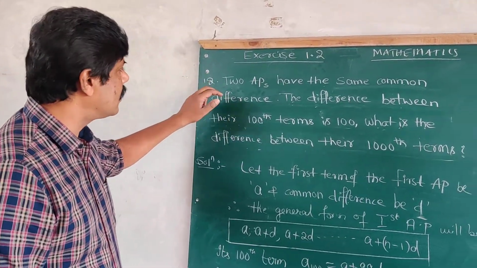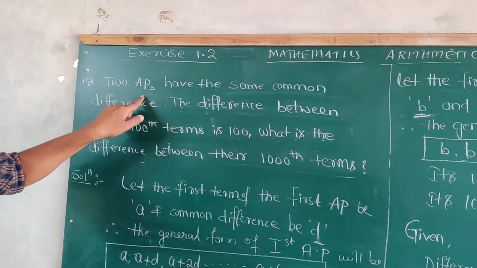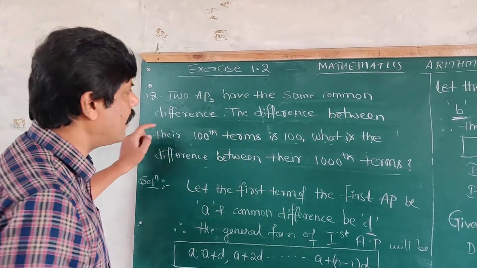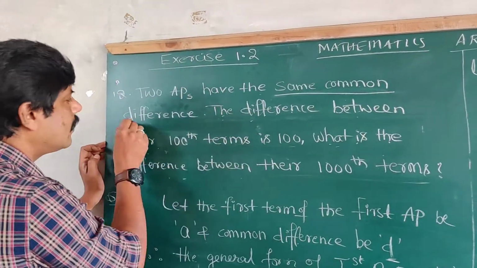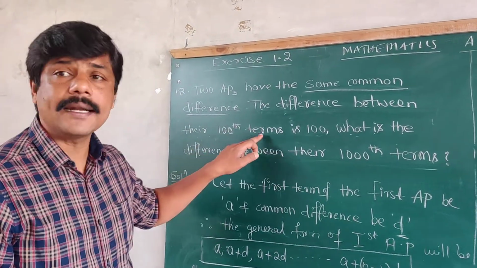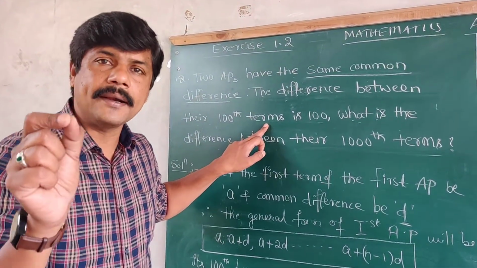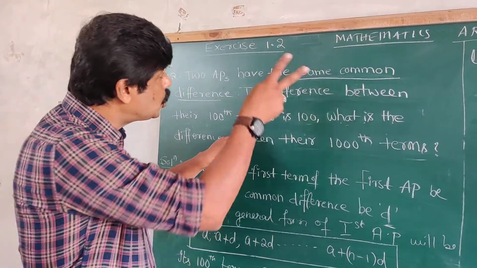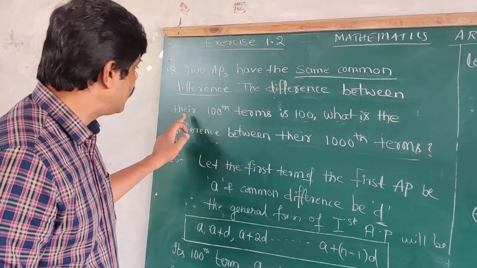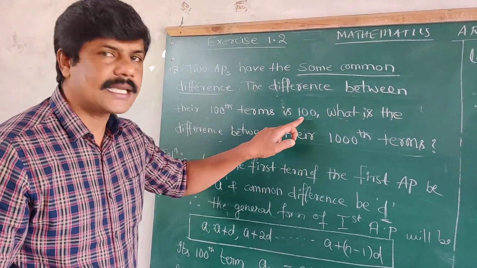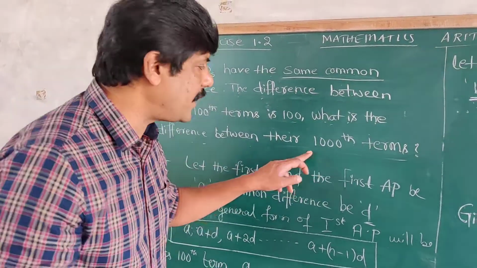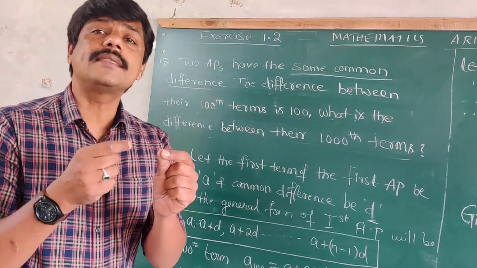Saying so, we'll enter into exercise 1.2, arithmetic progression, 12th problem. This problem says two APs have the same common difference. The difference between their 100th terms is 100. What is the difference between their 1000th terms? We have to find the difference between their 1000th terms.